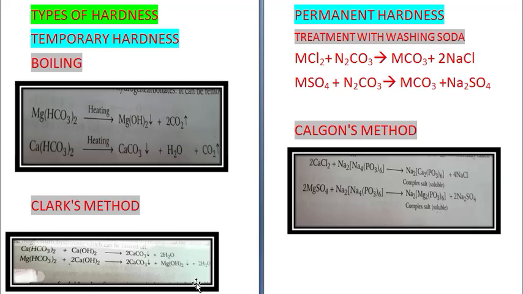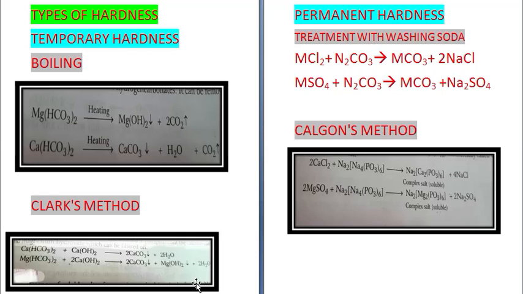Second type of hardness is permanent hardness. This is due to soluble salts of magnesium and calcium in the form of chloride and sulfate. So it cannot be removed by boiling. There are three ways of removing it. First is by treating with washing soda.